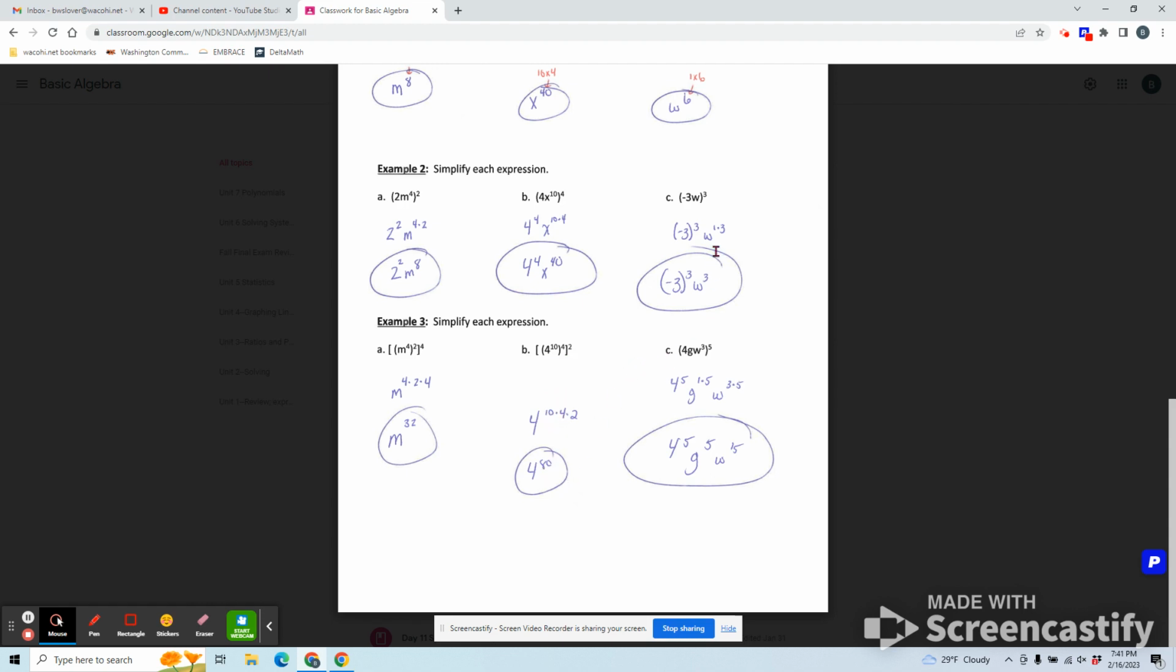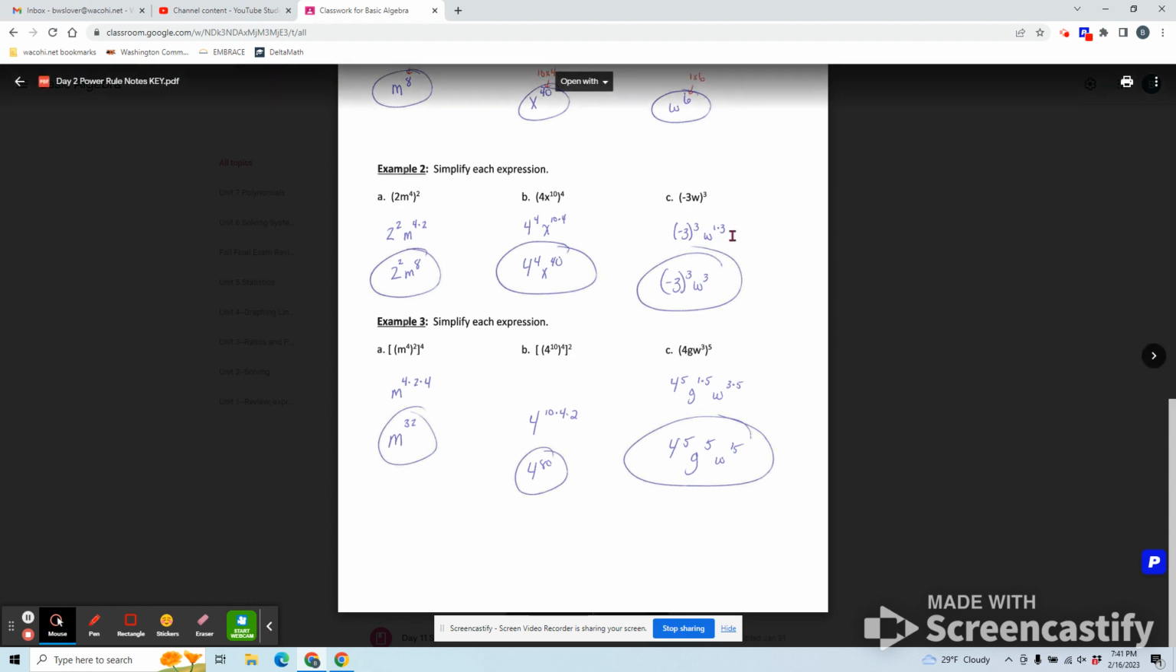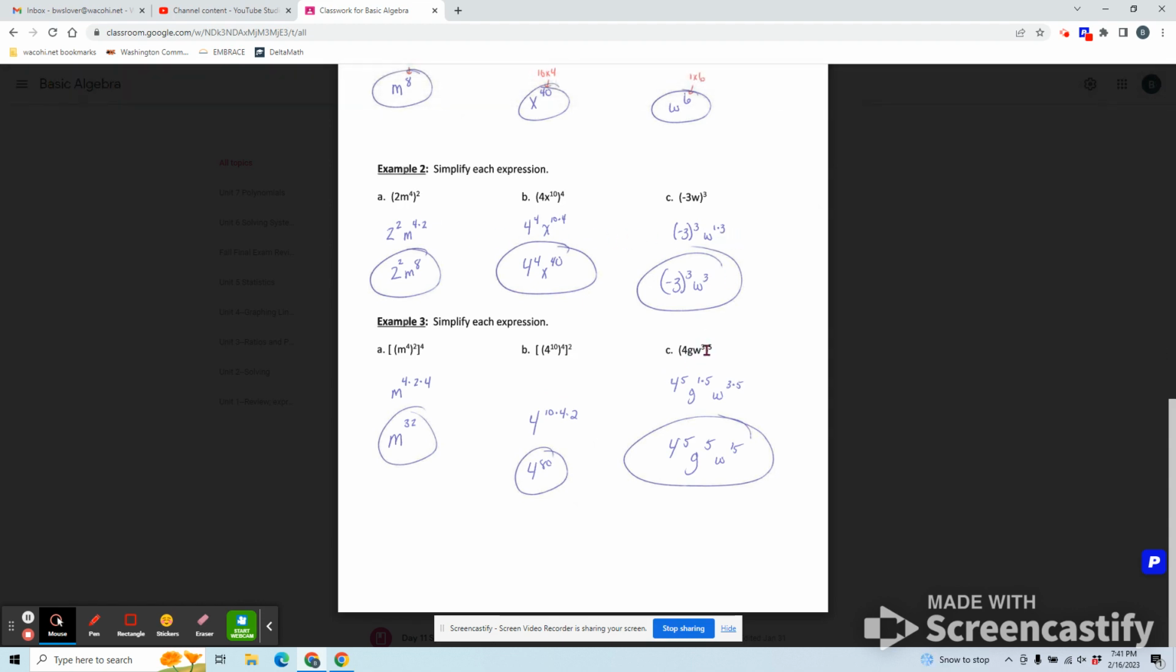And then letter C is just another example of what we did in example 2. 4 raised to the 5th power is 4 to the 5th. G raised to the 5th power is g to the 5th. W cubed raised to the 5th power is w to the 15th. And I leave my answer just like that. I don't have to do anything else. So anytime you're doing a power to a power, an exponent to an exponent, you multiply those powers together.